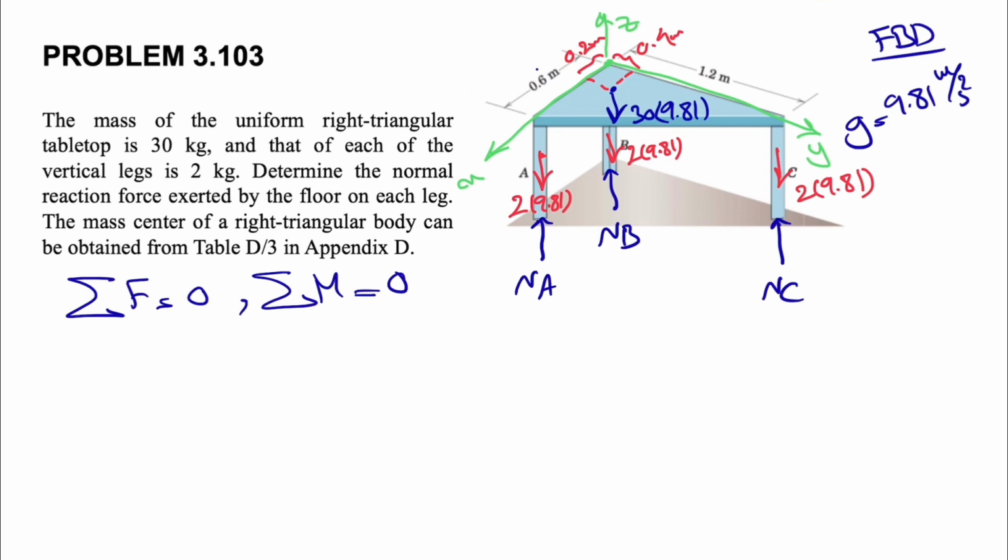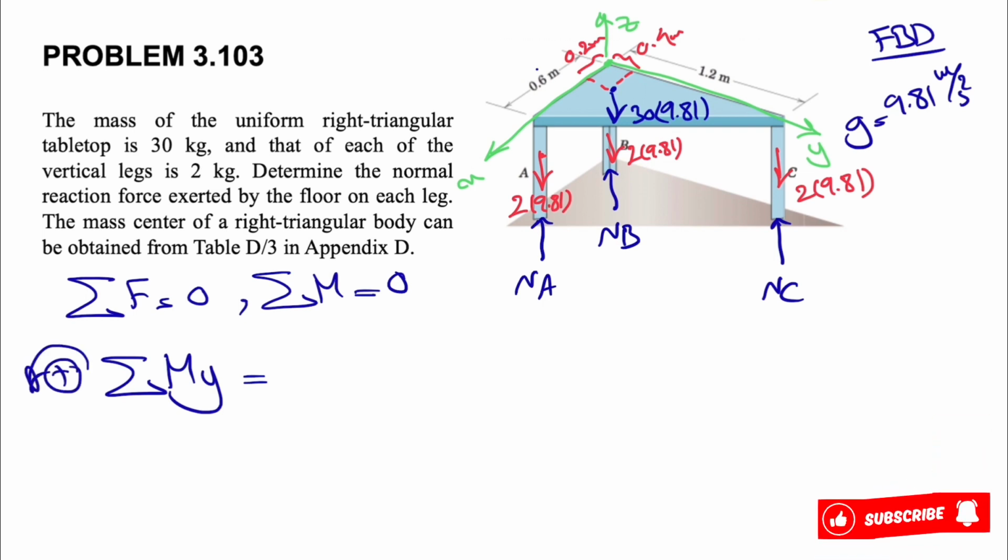Looking at this, since we have a 3D question, we can either go with the determinant for the cross product of R and F, but since all the forces here are in one direction, we can go straight with each axis. Let's start with the moment about the y-axis, counterclockwise positive as always, and see what we have for moments about y. We see that NB and NC won't make any moment about the y-axis since they're passing through the y-axis.